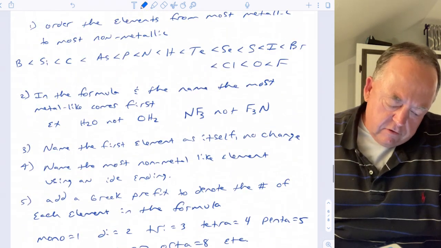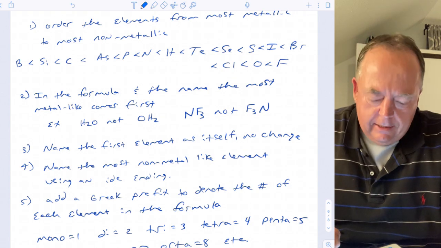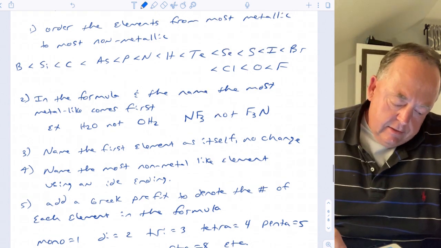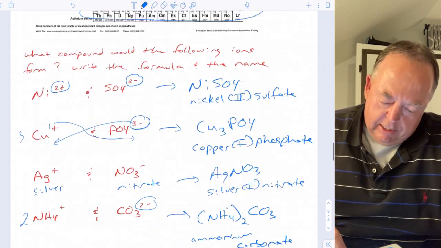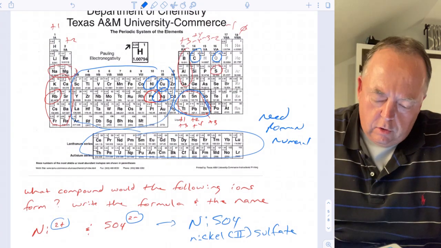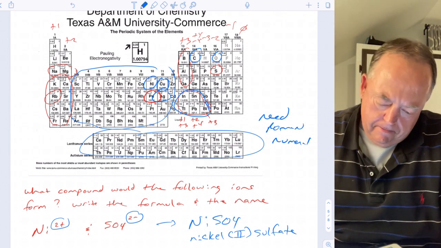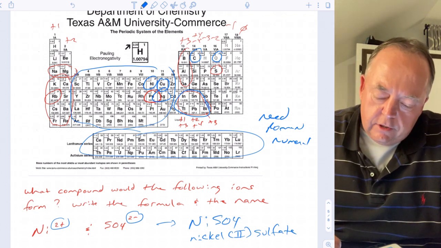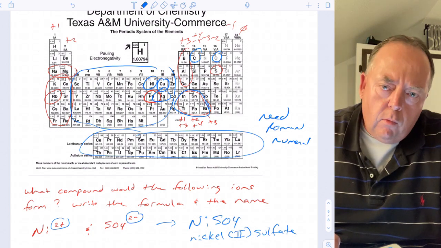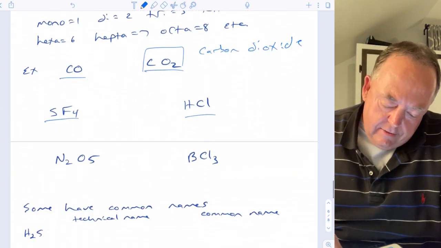So what we have to do first of all is establish which of the 2 nonmetals is more metal-like in character. And you do that by just looking at the periodic table, right? The closer they are to the left of the periodic table, or the closer they are to the bottom of the periodic table, the more metal-like they are. So since carbon's to the left of oxygen, carbon's going to be more metal-like. Oxygen will be more nonmetal-like.